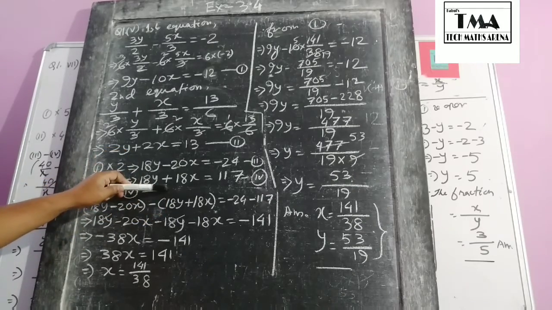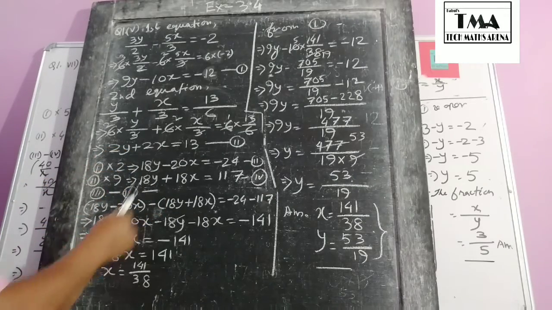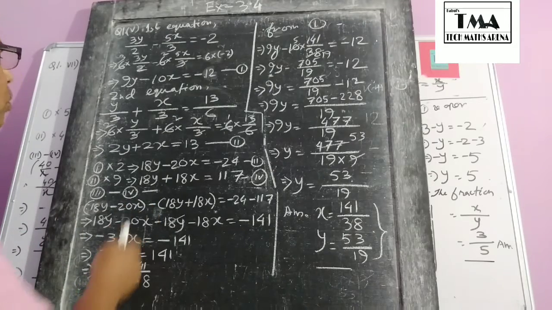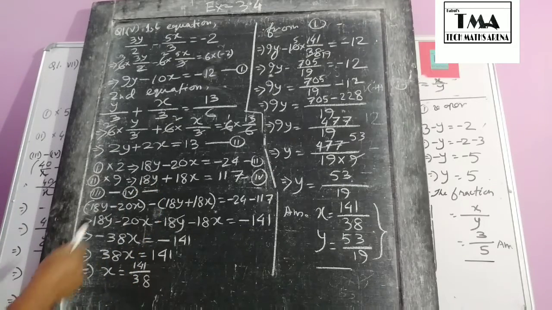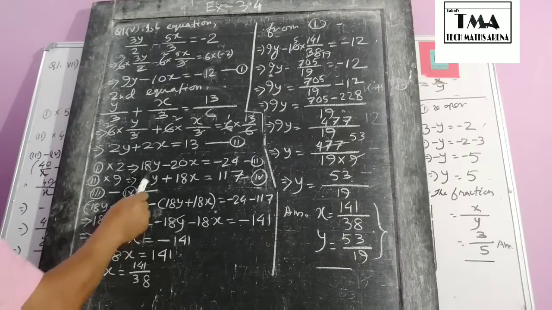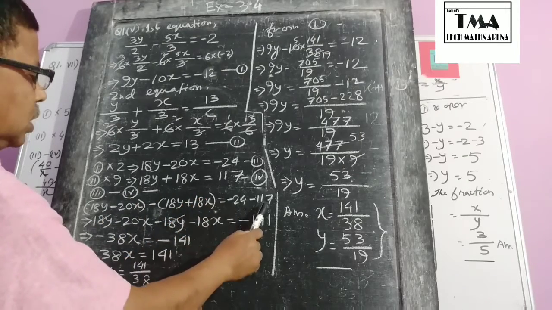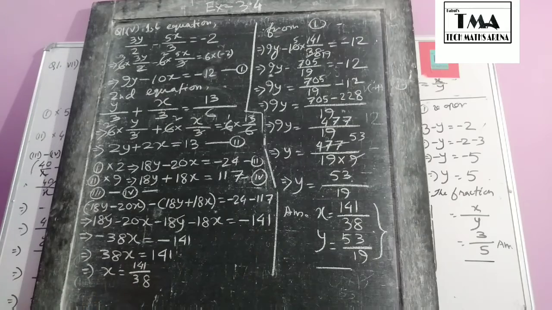And then subtraction. Why subtraction? Because we have 18y and 18y. To eliminate, we have to subtract this equation. So we have subtracted: left hand side minus left hand side, and right hand side minus right hand side. We have got x is equal to 141 divided by 38 in this way.